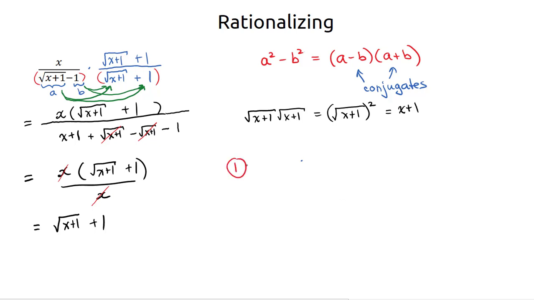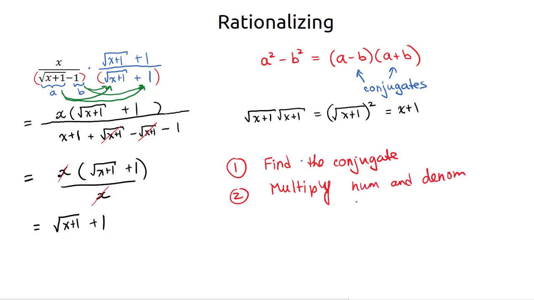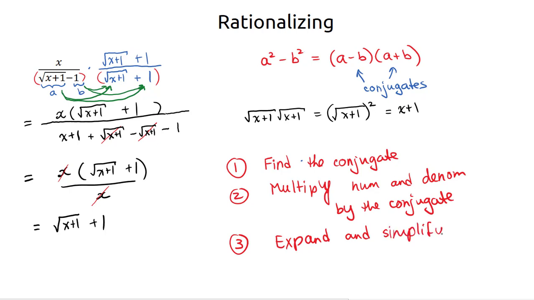So just a recap, the steps we used to rationalize. First, we had to find the conjugate. Next, we multiplied the numerator and denominator by the conjugate. And the last step, expand and simplify. And that's how you rationalize.